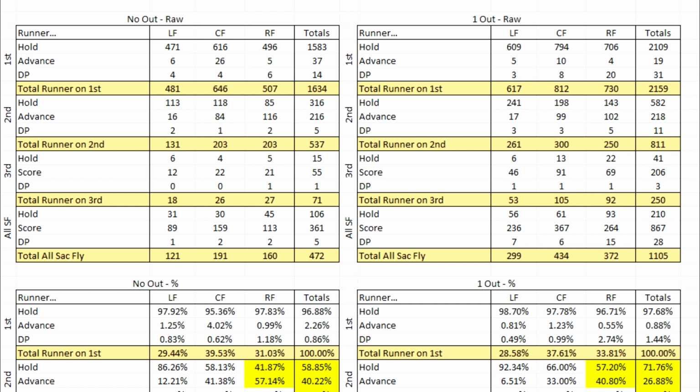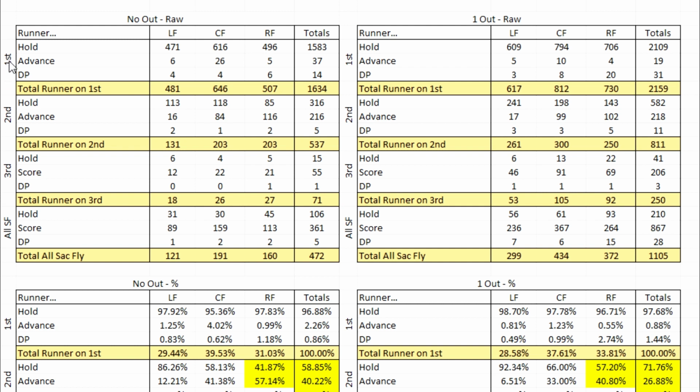If we take a look, I broke it down by no outs and one out separately, just because I thought there might be some differences. And all of these are cases where there was a fly ball out to one of the outfielders, left, center, or right. So across the top, you'll see the fielder, which fielder caught the fly ball, left, center, or right, and then cross-reference that with the runner situation.